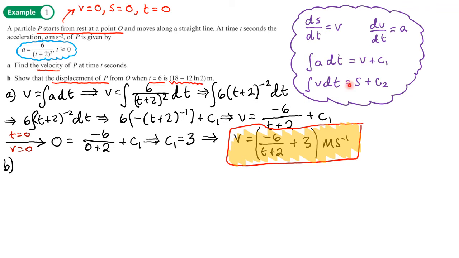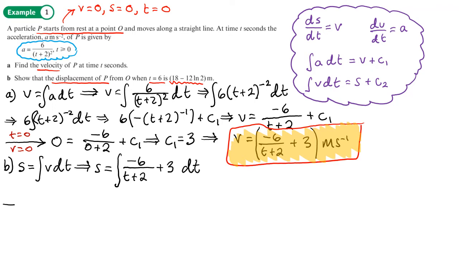So if we want to find a displacement, we want to find s, it means we integrate the velocity and we're going to get a constant there. So the displacement s is given by integrating the velocity with respect to time. So s is going to equal integrating negative 6 over t plus 2, plus 3, with respect to t, and we'll do that down here.